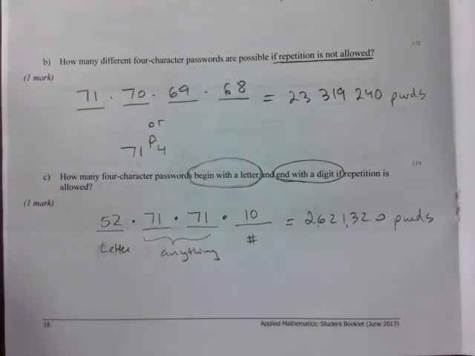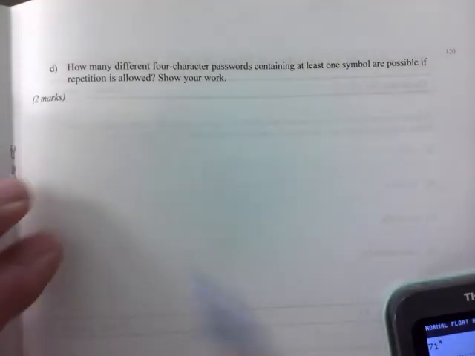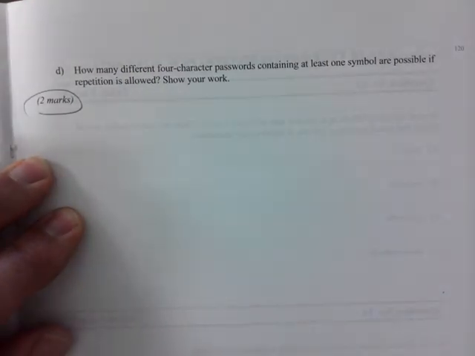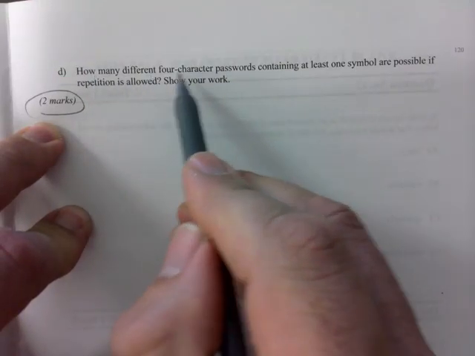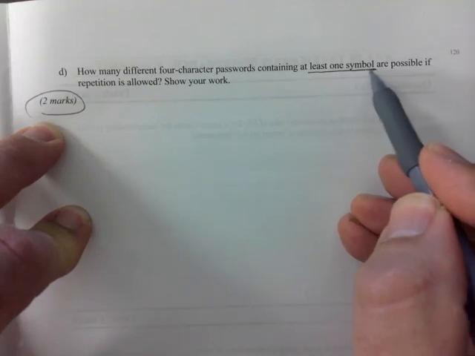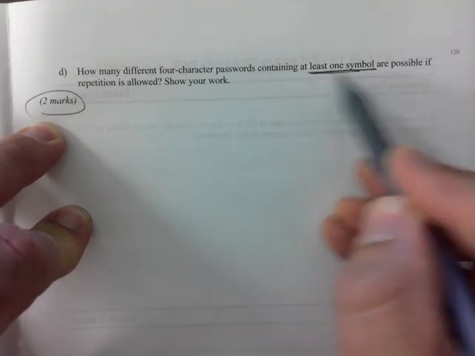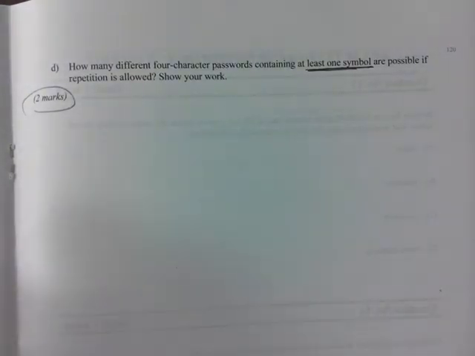So we have one more left on the next page, which is D. And it's 2 marks. So let the marks tell you how much work. Is it going to be straightforward, or is it going to be a little bit more than just one step? How many different 4-character passwords contain at least one symbol are possible if repetition is allowed?